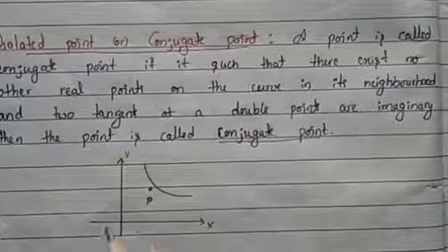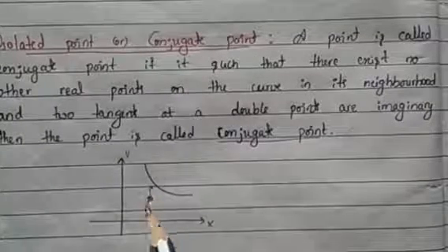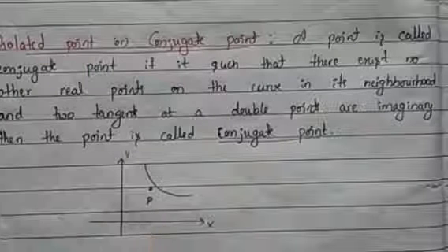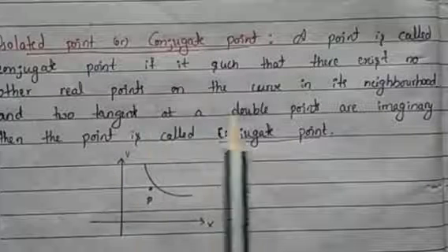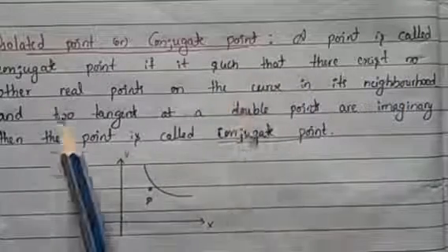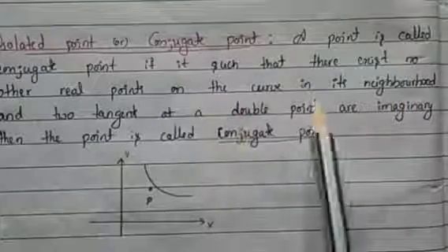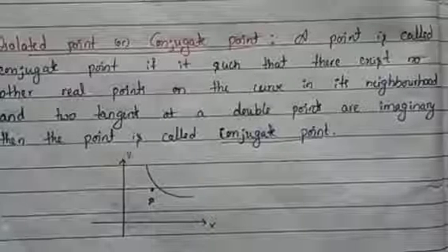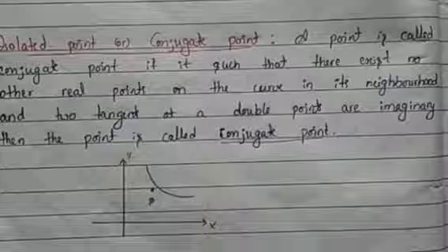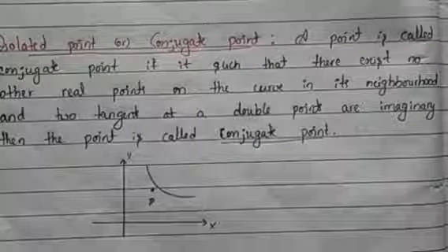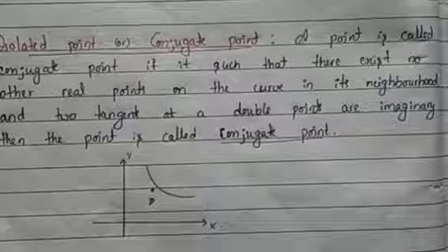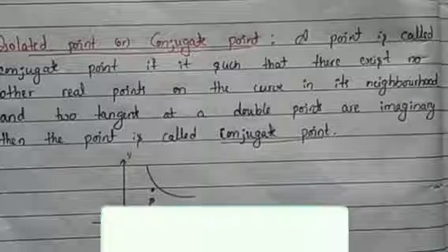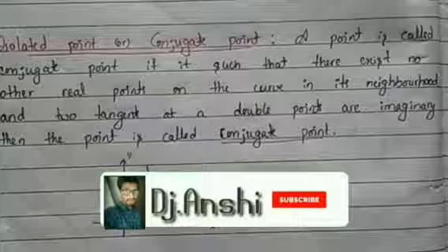Look here in this graph, this is the curve and this is the point. We call this point a conjugate point if there exist no other real points on the curve in its neighborhood. Okay, that's about the multiple points or double points. In the next sections, I will move on to the working rule of the double points and the nature of the double points.